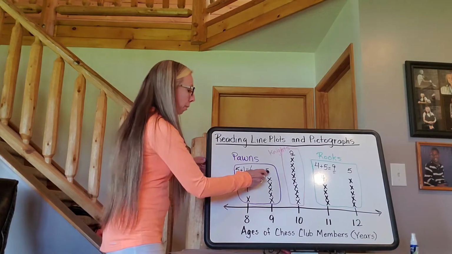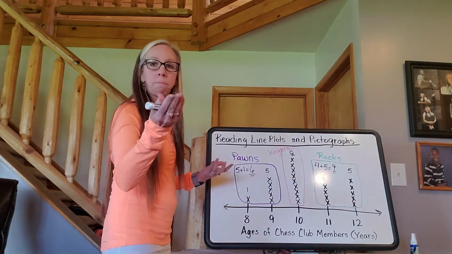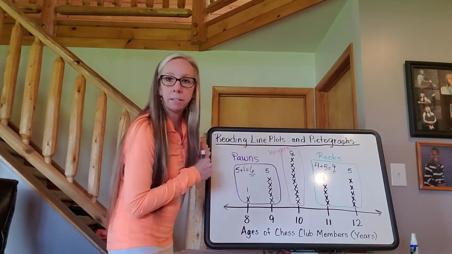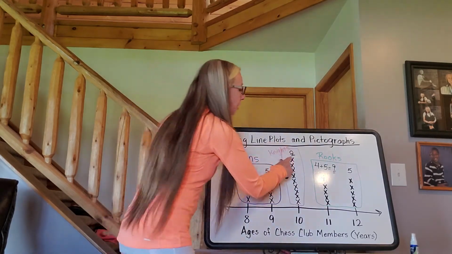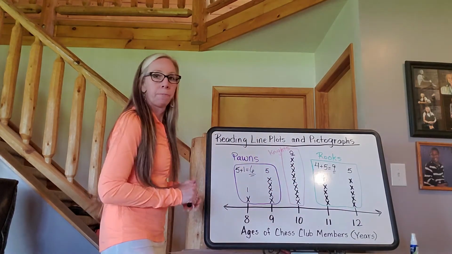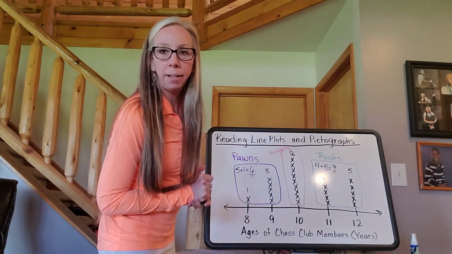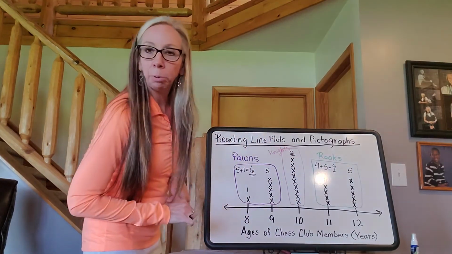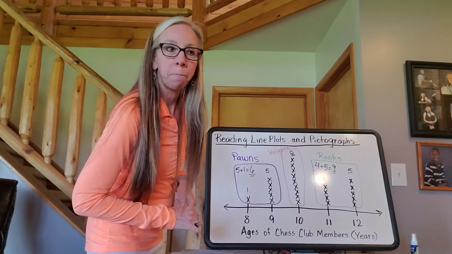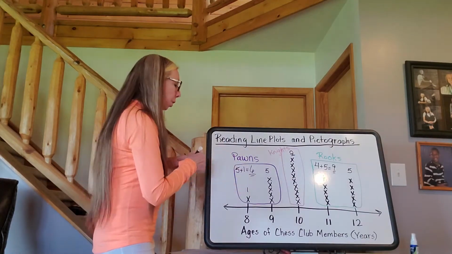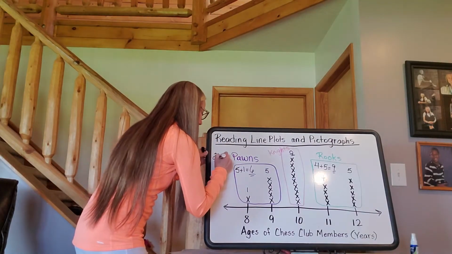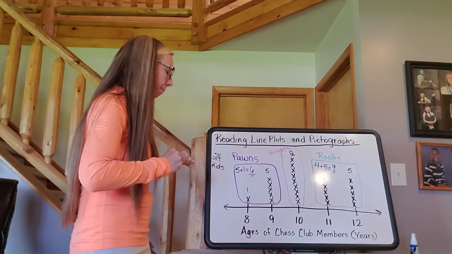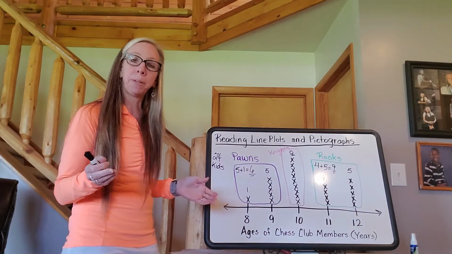So we would have 1 plus 5. 1 plus 5 is 6. 6 plus 9. 6 plus 9 is 15. 15 plus 4. 15 plus 4 is 19. And 19 plus 5. 19 plus 5 is 24. So, there were 24 kids in the chess club all together. 24 of them. And another way we could solve that problem is to count the X's.